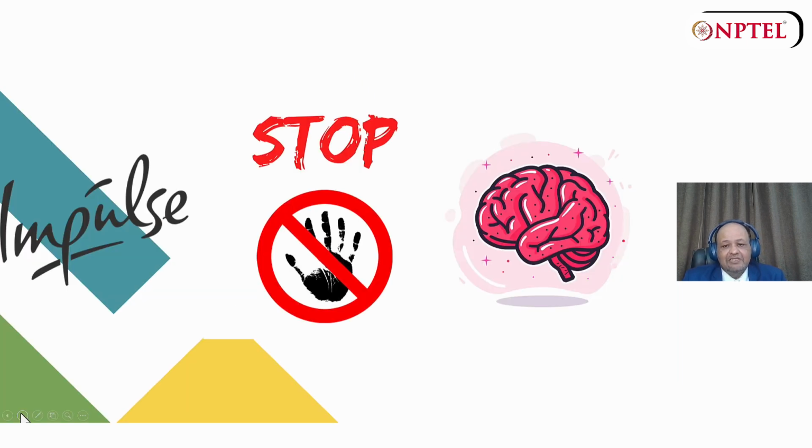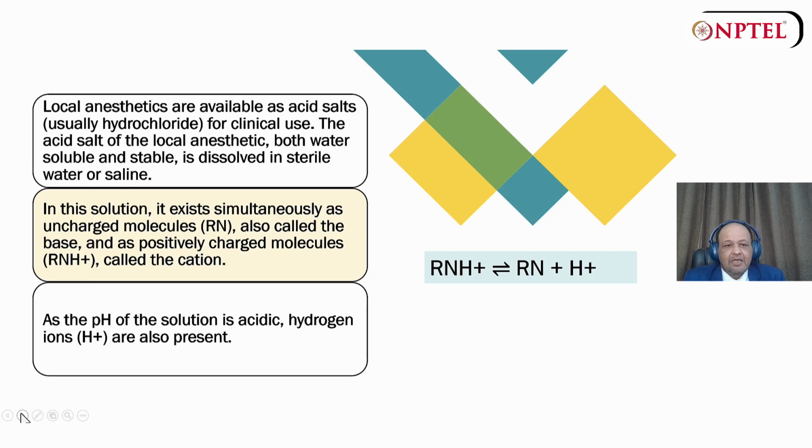So the impulse needs to be stopped. We talk about how the local anesthetic molecule is dissociated into RN and H+. The local anesthetics are available as acid salt, usually hydrochloride, for clinical use. The acid salt of the local anesthetic, both water soluble and stable, is dissolved in sterile water or saline. In this solution, it exists simultaneously as the uncharged base, that is RN, and also as positively charged molecules, that is RNH+. Now, the positively charged molecules are the ones which diffuse into the nerve membrane.